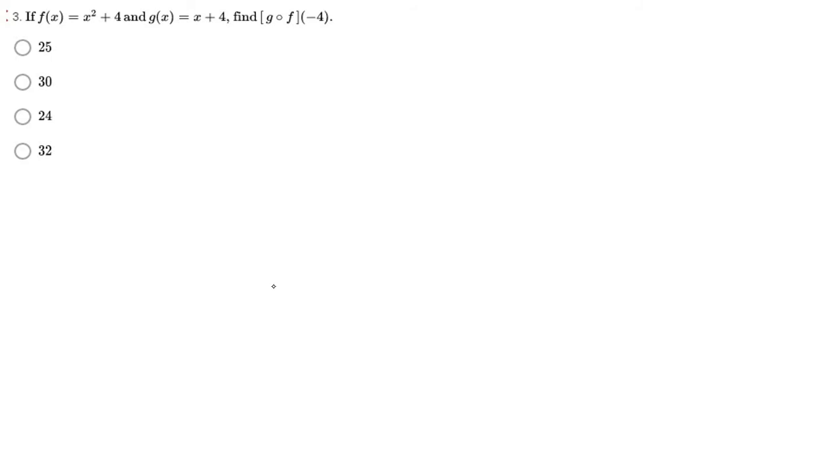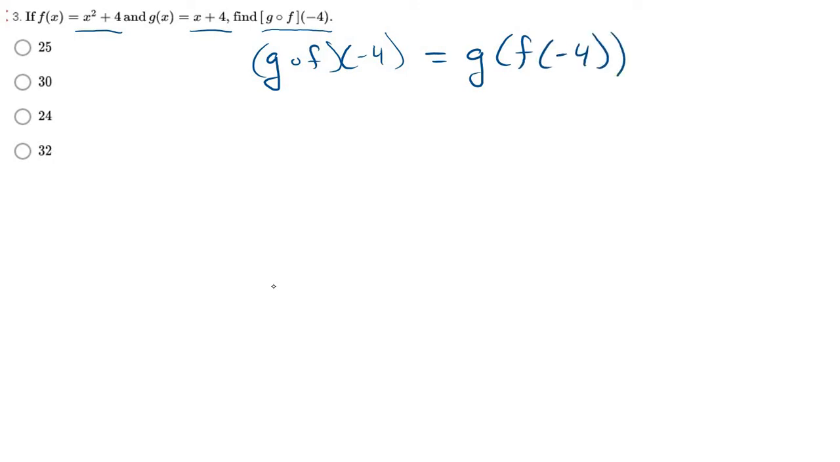If f of x equals x squared plus 4, and g of x equals x plus 4, find this. Again, there's that open circle, isn't it? So g of f of negative 4. What does that mean? It means g of f of negative 4. Okay, so let's break that down. Let's just do it in pieces. Let me do this inside piece first.